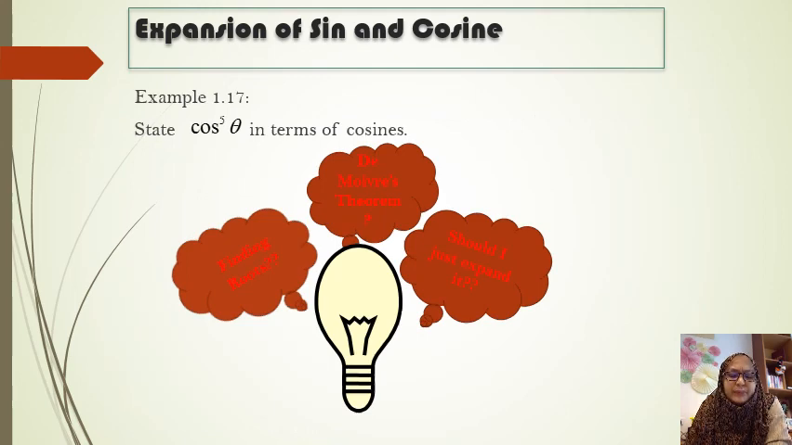So why do we need the binomial theorem? Actually, the binomial theorem is very useful. For example, if you want to state cos theta power 5, which method do you want to use, whether it's finding roots, De Moivre's theorem, or should we just expand it, to find cos theta power 5?